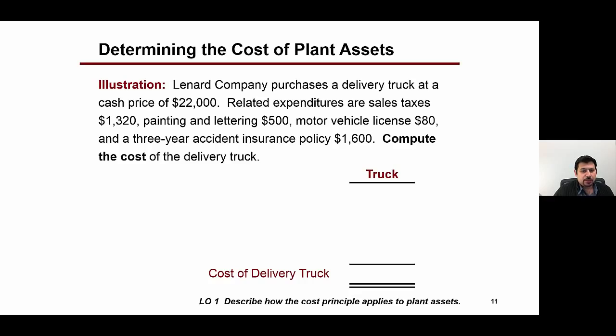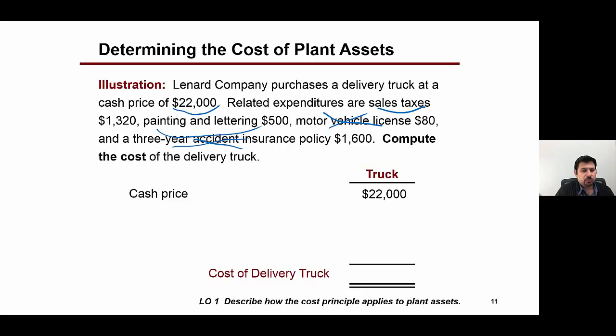Let's see how a truck cost is calculated. Leonard Company purchases a delivery truck at a cash price of $22,000. Related expenditures are sales taxes, $1,320, painting and lettering, $500, motor vehicle license, $80, and a 3-year accident insurance policy for $1,600. The cost of the delivery truck would include the cash price, the sales taxes, and painting and lettering, but the motor vehicle license and the 3-year insurance policy will not be included.